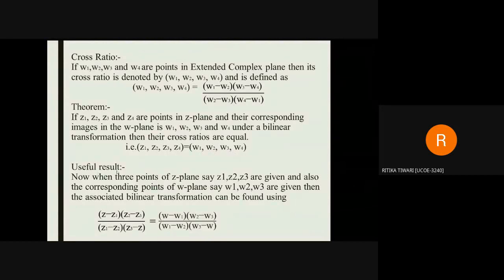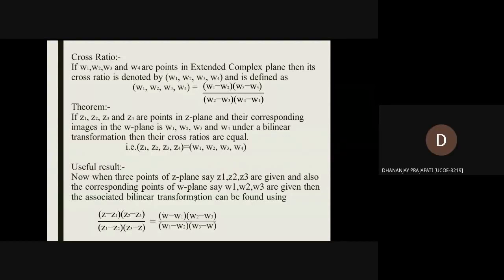The useful result of cross ratio is: if there are 3 points of the Z plane like Z1, Z2, Z3 and the corresponding points of the W plane are W1, W2 and W3, they are associated with a bilinear transformation that can be found by the formula (Z minus Z1) into (Z2 minus Z3) upon (Z1 minus Z2) into (Z3 minus Z) is equal to (W minus W1) into (W2 minus W3) upon (W1 minus W2) into (W3 minus W). The theorem will be proved by Dhananjay Prajapati.